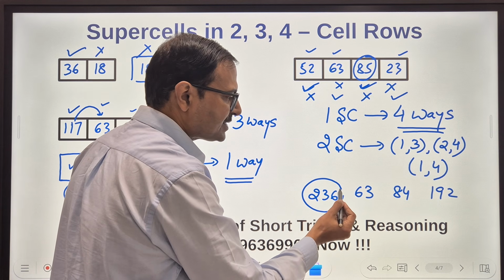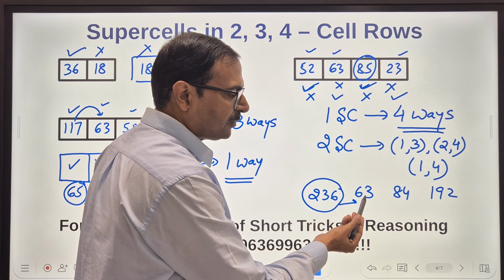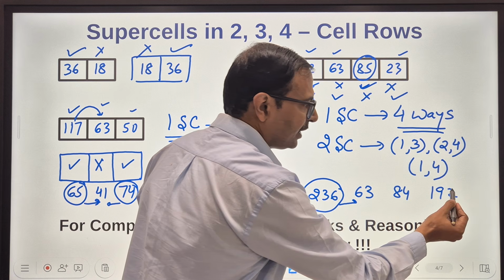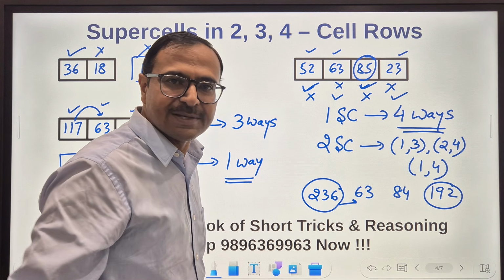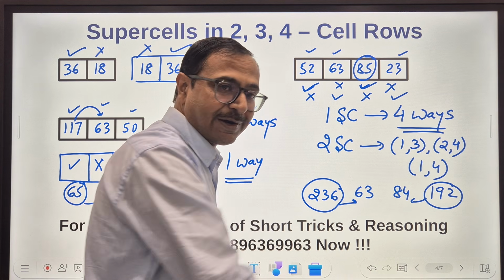Here we have a supercell because its neighbor is smaller. This cannot be a supercell now. This, is it a supercell? No, because its neighbor is smaller. And how about the last one? It is a supercell because its neighbor is smaller. So 1 4 also works.